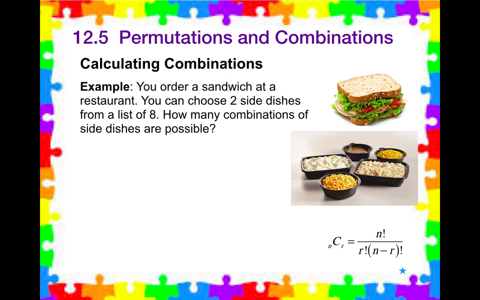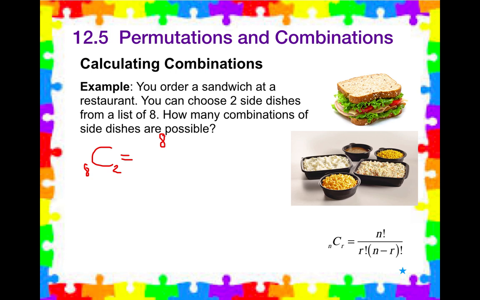Now let's take a look at this problem with a sandwich at a restaurant, and we're choosing 2 sides. So the sides are over here, and we have 8 of them that we could choose from. How many different ways can we choose 2 side dishes of 8 when it really doesn't matter which order that I get the side dishes as long as I get the 2 that I want? So that's going to be combinations of 8, choose 2.